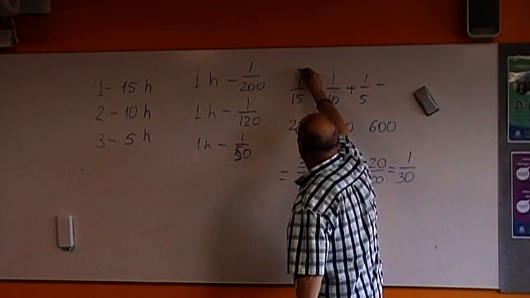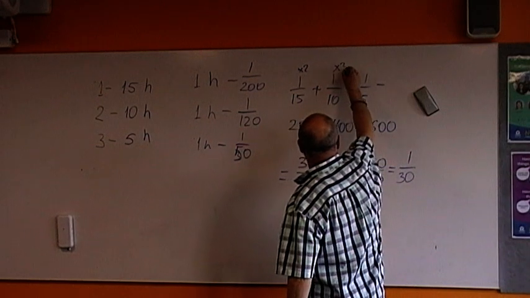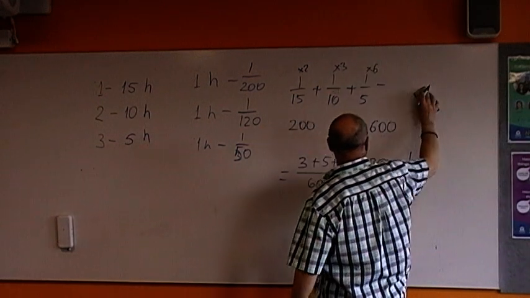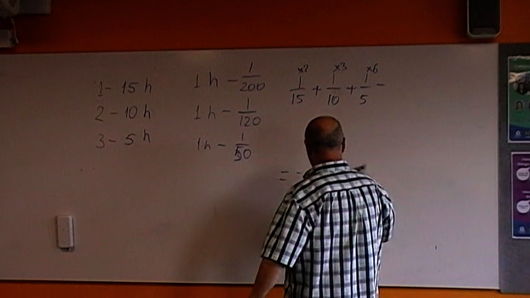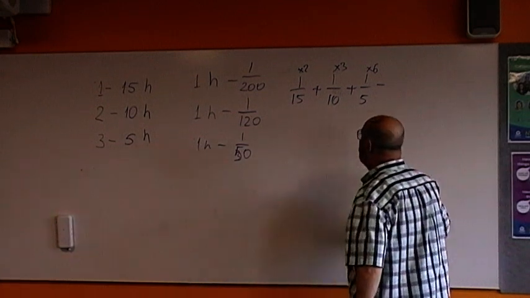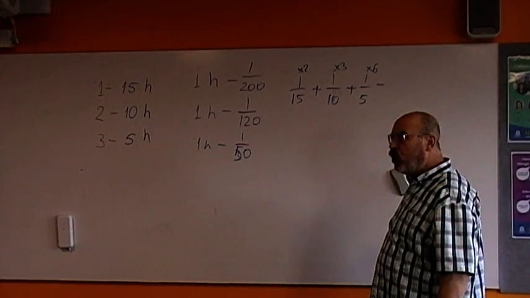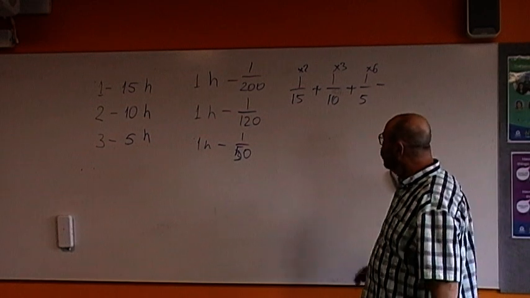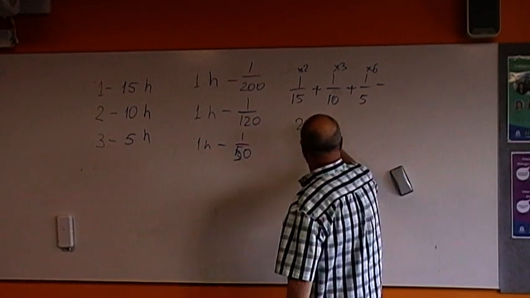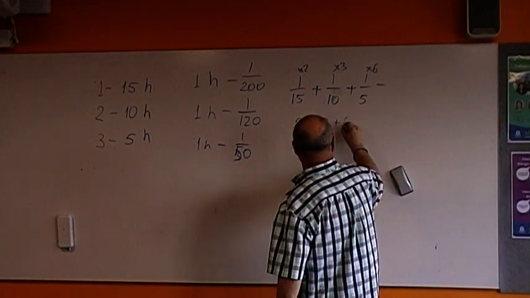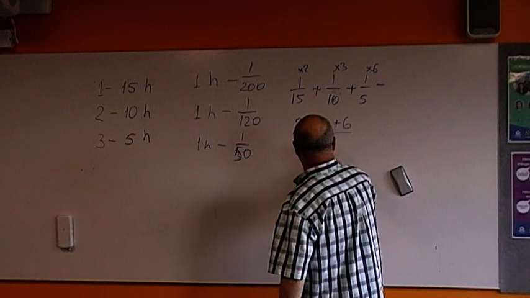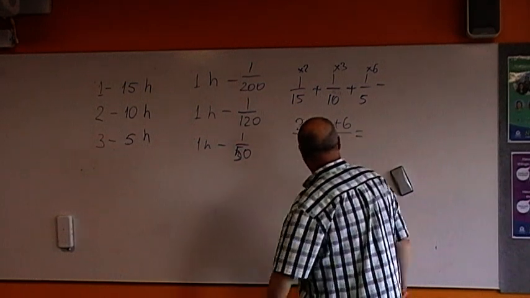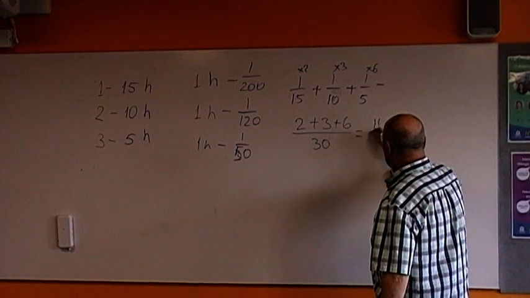So times 2, times 3, times 6. So it will be 2 plus 3 plus 6 over 30, which is 11 over 30. That will be equal to 11 on 30.